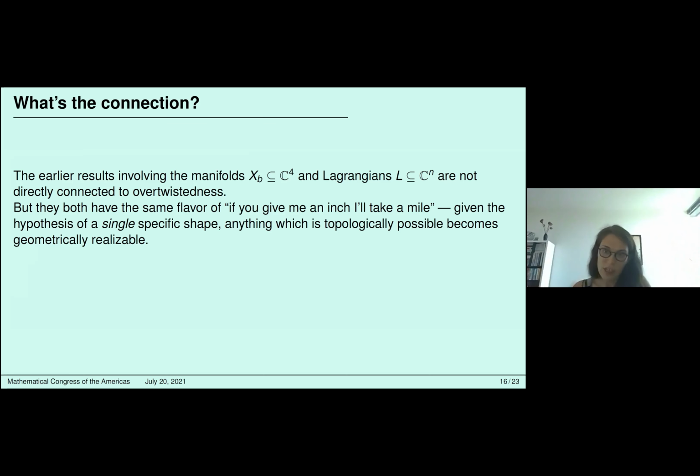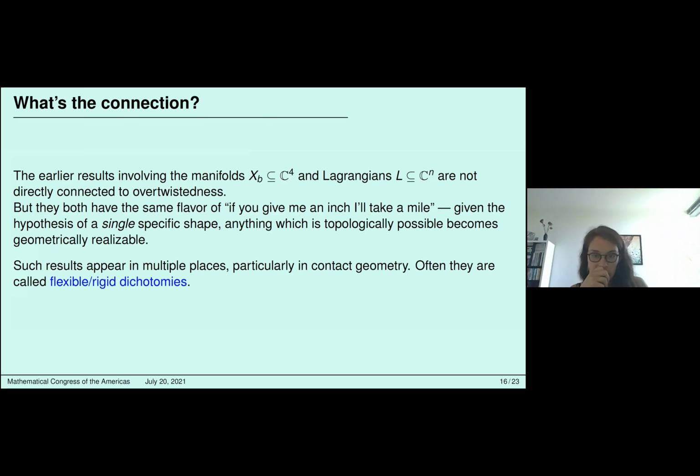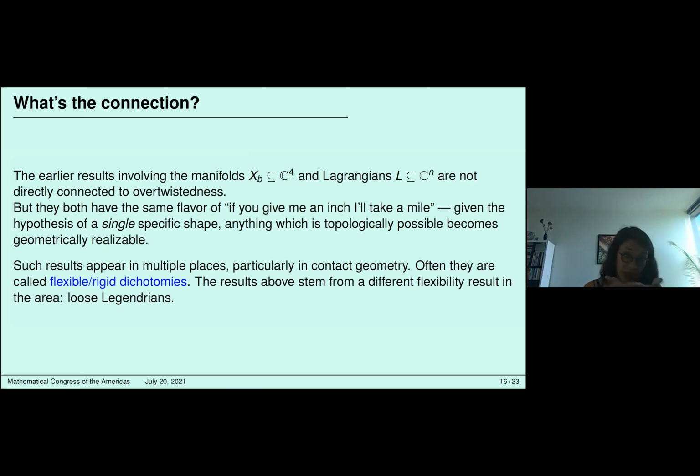Yeah, and this is, I think, just saying what I've said. So this appears in a lot of places, particularly in contact geometry, I would say, even more than symplectic geometry. Of course, they're closely related. Both is like the boundary of the other, but it's really the contact geometry that I think is more the source of this. So the results above, these ones about construction of these Lagrangians and the ones about these manifolds XB, come from a different area, both in contact geometry, but different from over-twistedness, and this is due to something called loose Legendrians.